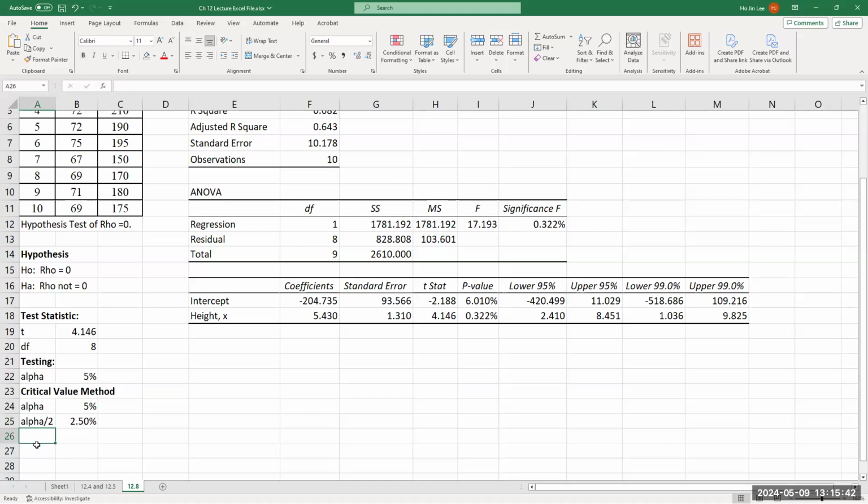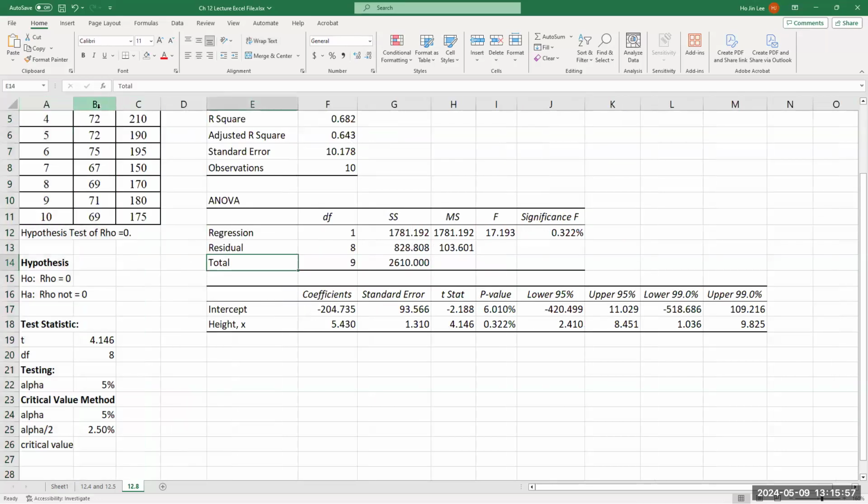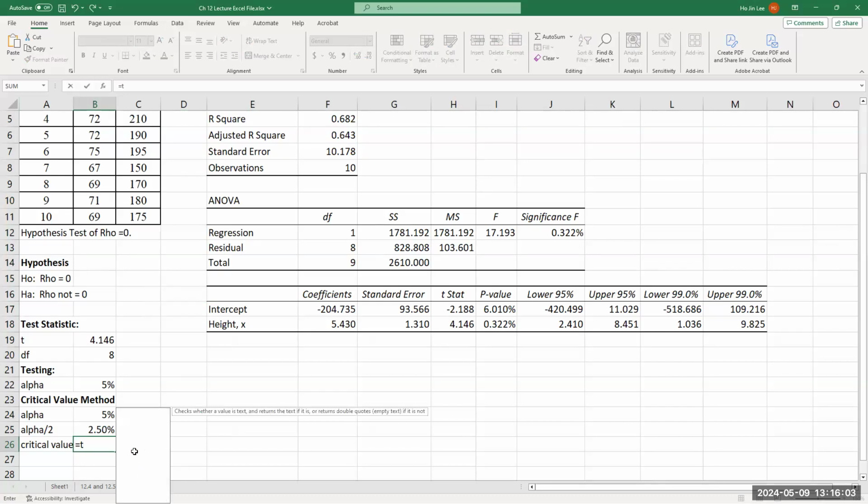And then we got to calculate the critical value of half an alpha. It's T.INV, and we want half of an alpha in the right tail, so we have to do 1 minus half an alpha, comma, degree of freedom, close parentheses, and there it is. It's 2.306. And now we got to do the comparison.